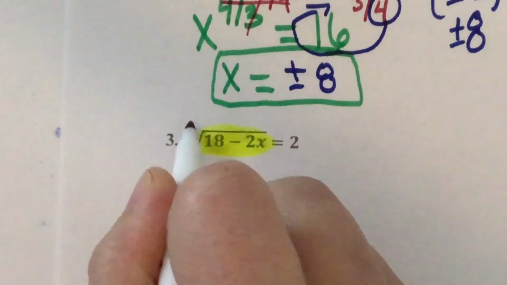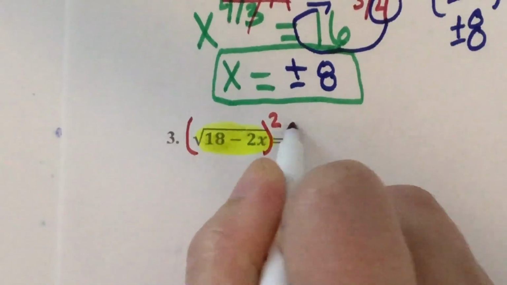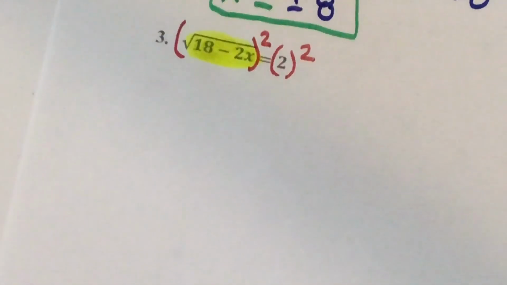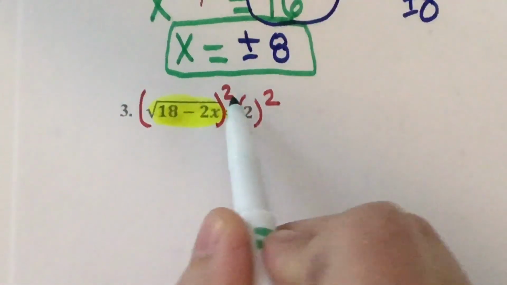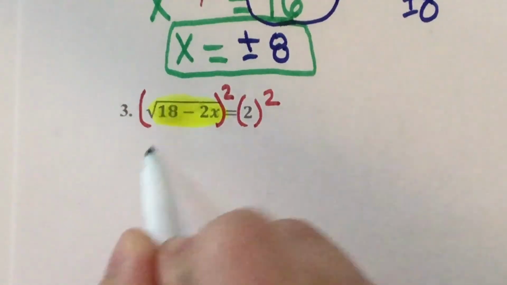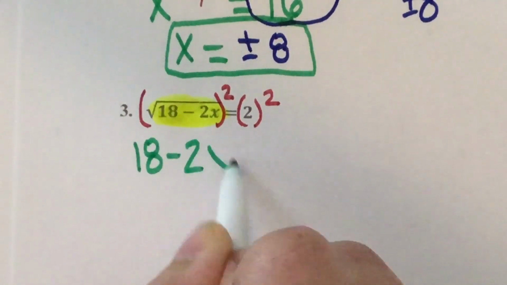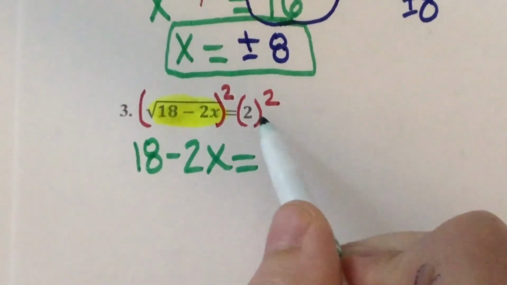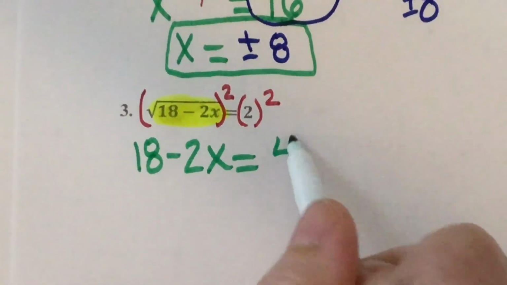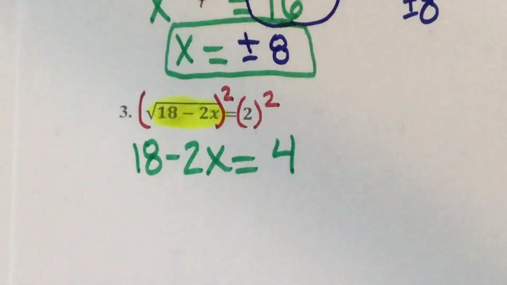So remember, to remove a square root, we square. And if you square the left side, you square the right side. On the left side, the squared and square root cancel, leaving 18 minus 2x. And on the right side, 2 squared makes 4. Okay, a little two-step equation here.